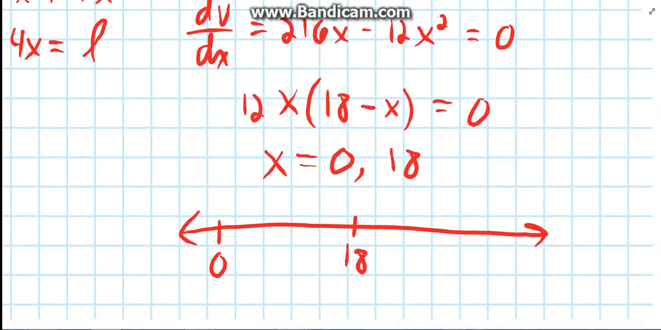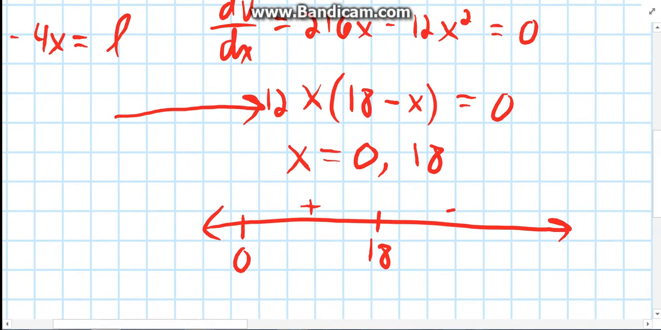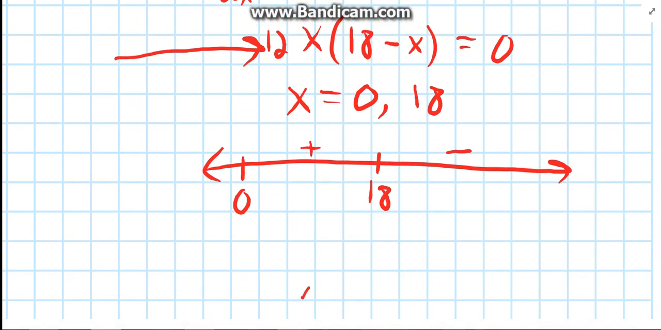If we plug a number less than 18 in, like 4, into our derivative right here, you get 12 times 4 times 18 minus 4. Positive or negative? It's a positive number. If you plug in a number bigger than 18, like 100, you get 12 times 100 times 18 minus 100. It's going to be negative, which means there's a maximum volume when x is 18.